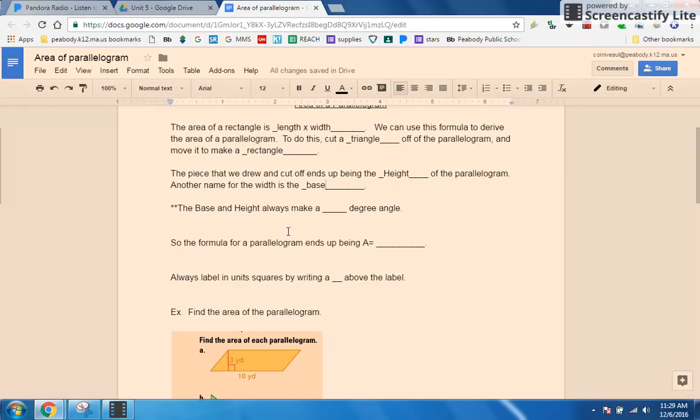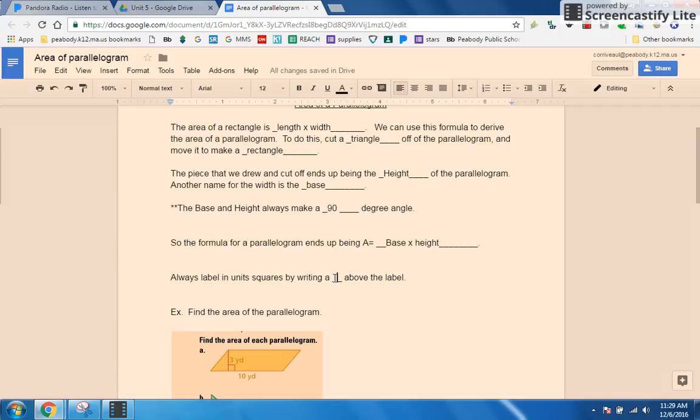An important thing is the base and the height always have to make a 90-degree angle. Think of when you go to the doctor and they're measuring how tall you are, they have you stand nice and straight, not slouched over. So you're standing at a 90-degree angle with the floor. Your base and your height have to make that same straight 90-degree angle. Because the base and the height match the length and the width, the formula for a parallelogram is just base times height, which is pretty much the same thing as length times width.